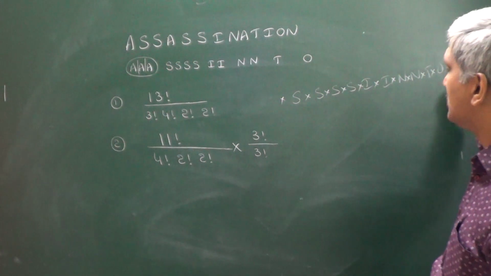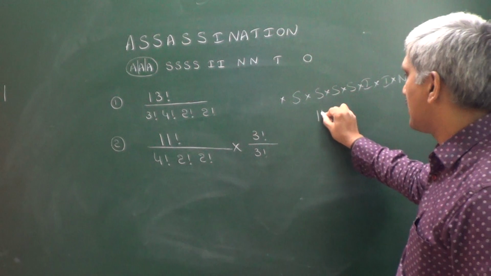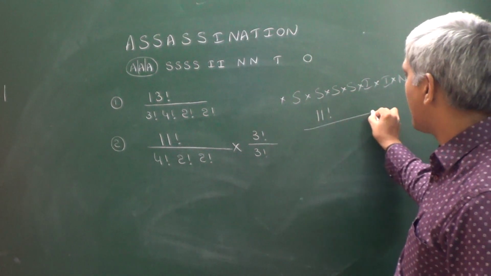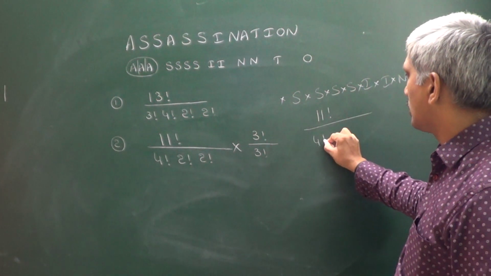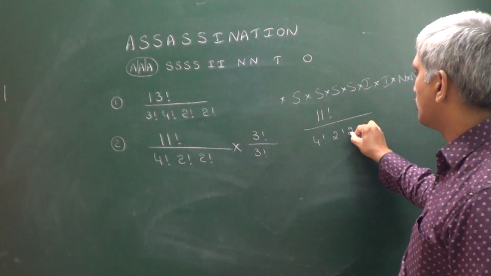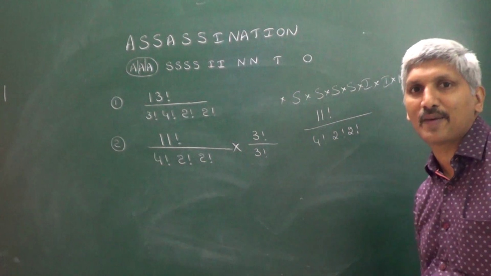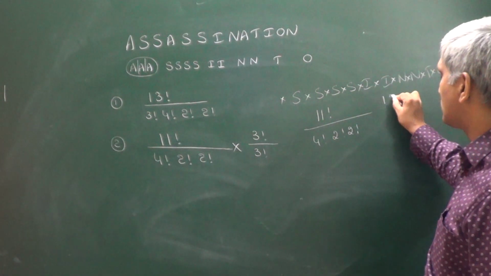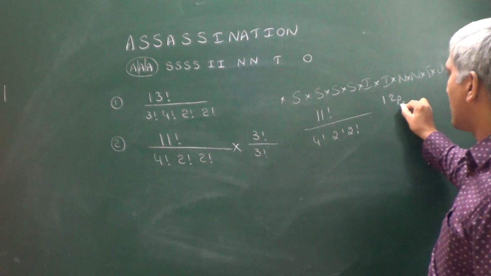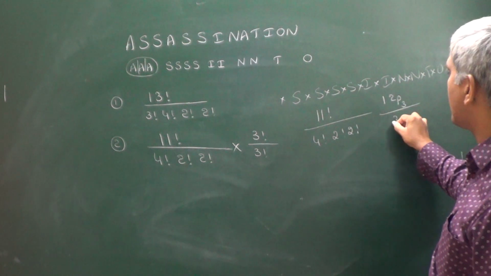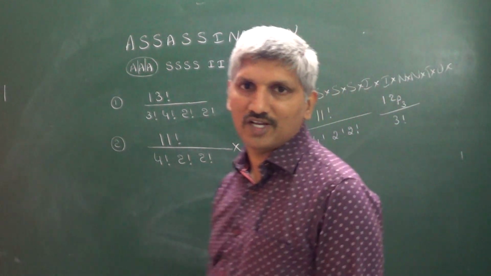First of all, arrange these 11 letters. They can be arranged in 11 factorial divided by 4 factorial into 2 factorial into 2 factorial. After arranging these 11 letters, we have 12 gaps. Those 12 gaps can be filled with the 3 A's in 12P3 ways, and because they are identical, divide by 3 factorial. Okay.